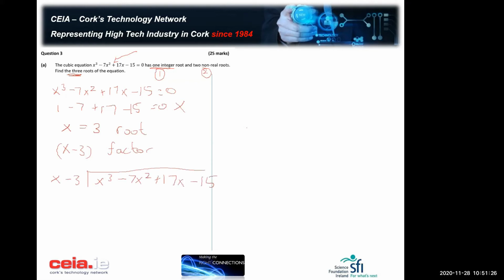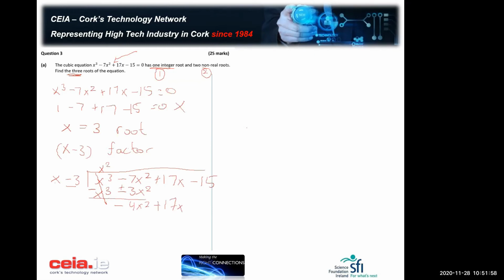Okay, x into x cubed goes x squared times. We multiply back: x by x squared by x is x cubed. x squared by minus 3 is minus 3x squared. We draw a line under, we change the sign, that goes. Now we have minus 7x squared plus 3x squared, so that's going to be minus 4x squared. And we carry down our 17x, right?